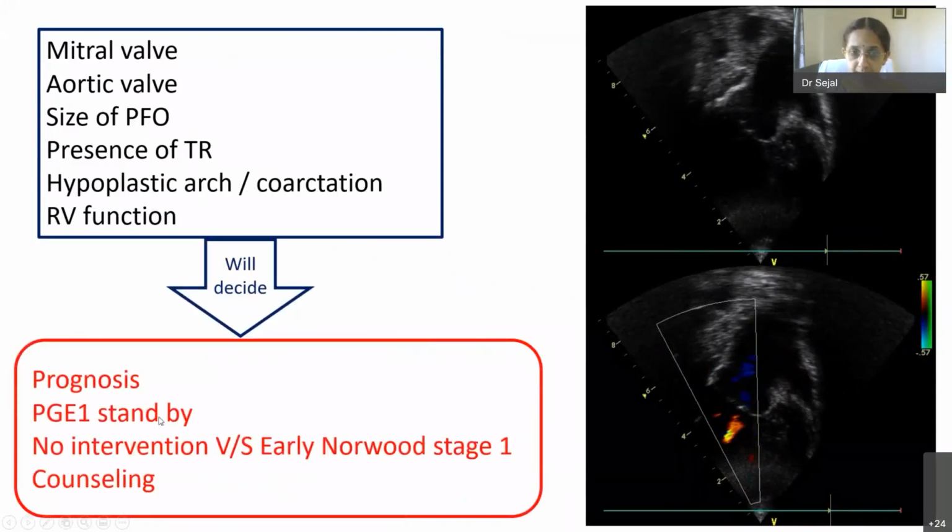Obviously, I need prostaglandins. Early Norwood stage 1, extensive counseling. The rate of termination has increased significantly for hypoplastic left heart, so the number of surgeries being done is becoming lesser and lesser now. But sometimes we are not fortunate to get this before 20 weeks, and hence this thought process should be there.